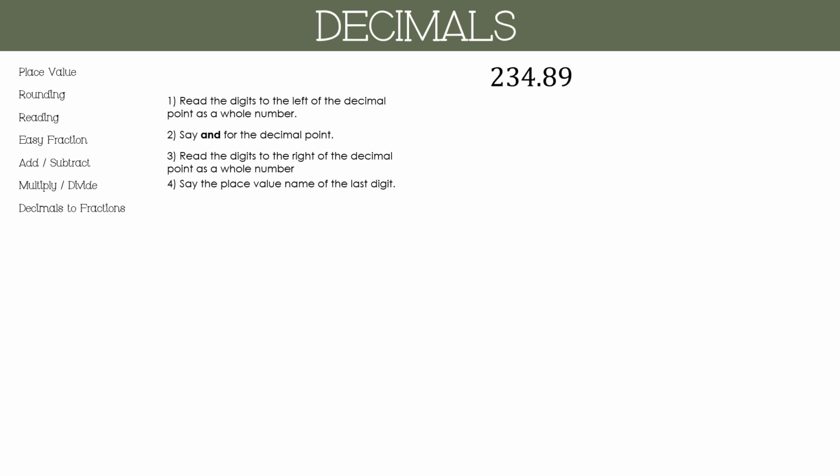Let's look at this number. First thing we do is read the digits to the left of the decimal point. 234. We say "and" for the decimal point. Read the digits to the right of the decimal point as a whole number, 89. And then say the place value name of the last digit. Well, the 9 is the last digit, and that's in the hundredths column. So to say this number, we would say 234 and 89 hundredths.